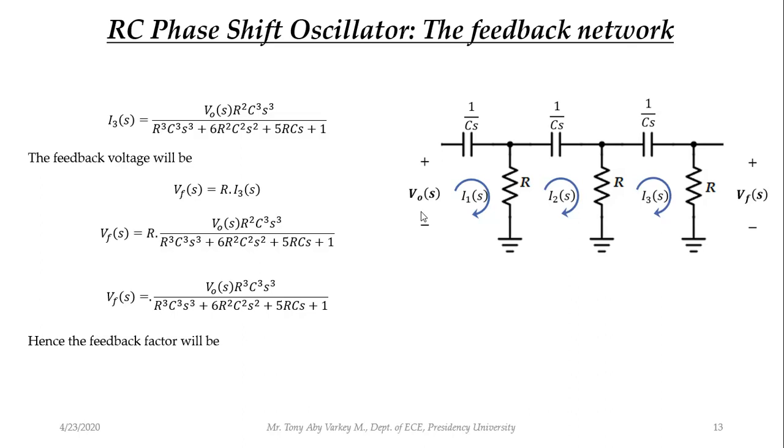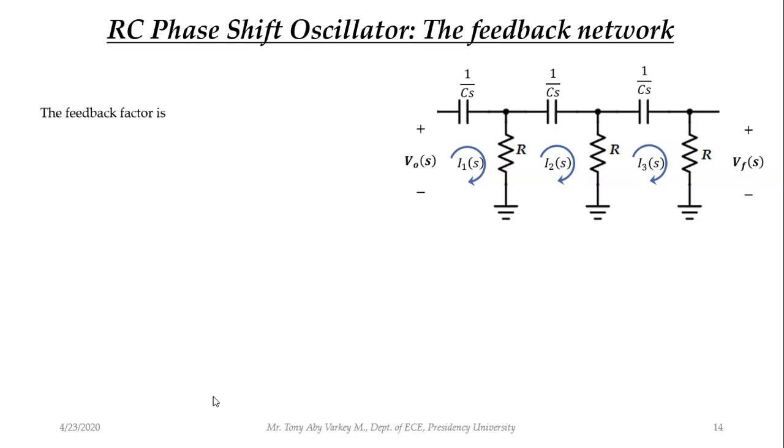So beta will be what? Vf of S by V output of S. So beta is Vf of S by V output of S. It will be, so this V output I am taking this side, so you will get R cube C cube S cube by R cube C cube S cube plus 6R square C square S square plus 5RCS plus 1.